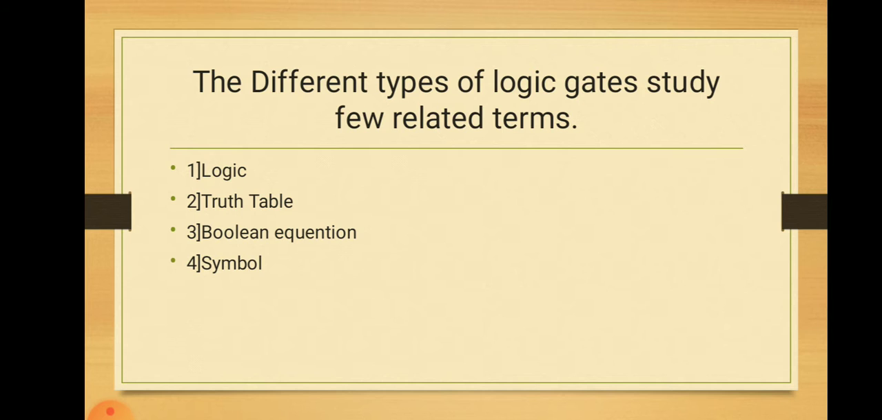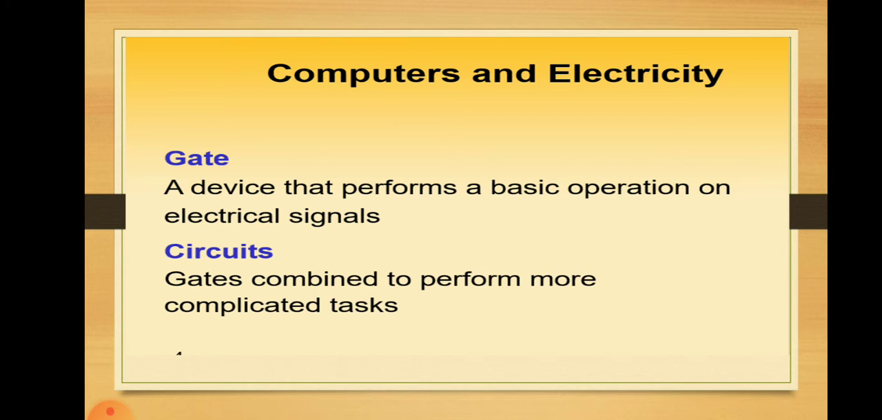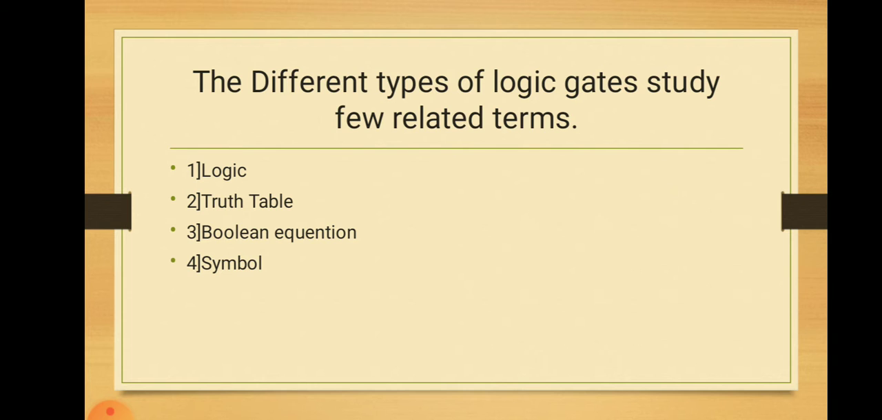Then next one, the different types of logic gate. Study a few related terms. First is logic, second one is truth table, third one is Boolean equation, then last one is symbol. What is the meaning of logic? It is the statement which gives the condition for a high output. Logic may be in terms of high logic and low logic, true or false, and 1 or 0, etc. This is logic performing.